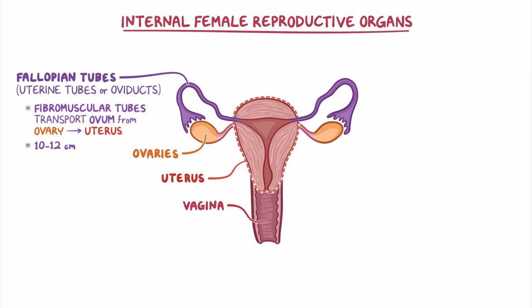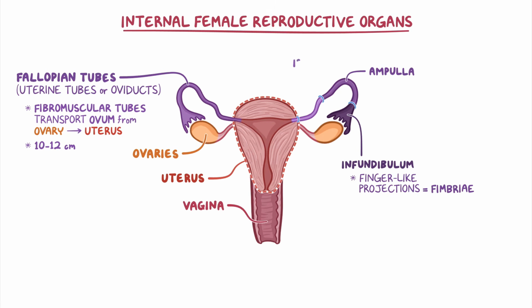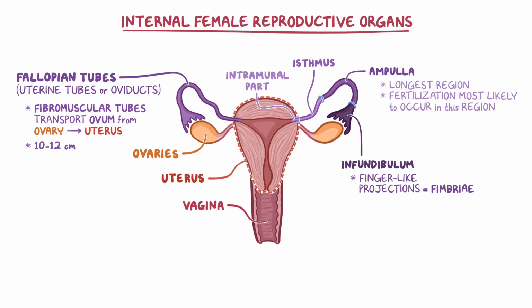Closest to the ovaries is the infundibulum, which has finger-like projections called fimbriae. Next is the ampulla, then the isthmus, and finally the intramural part, which travels through the wall of the uterus in order to transport the ovum into either the upper left or right of the uterine cavity. The ampulla is the longest region, and fertilization of an ovum is most likely to occur in this region.